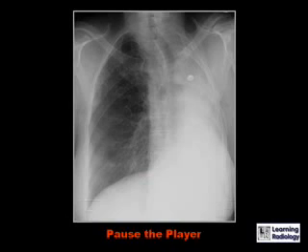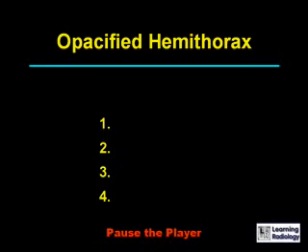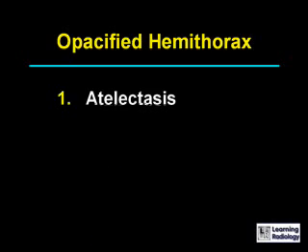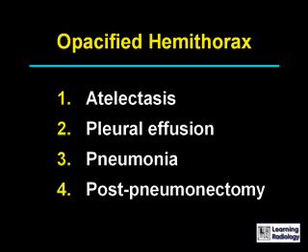This is the next differential. Pause the player. The differential is an opacified hemithorax. There are 4 causes. Pause the player. The 4 causes of an opacified hemithorax are atelectasis, pleural effusion, pneumonia, and postpneumonectomy.